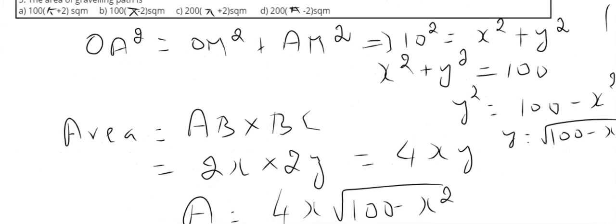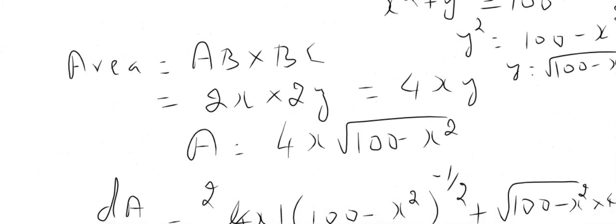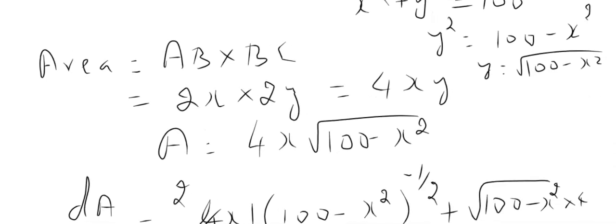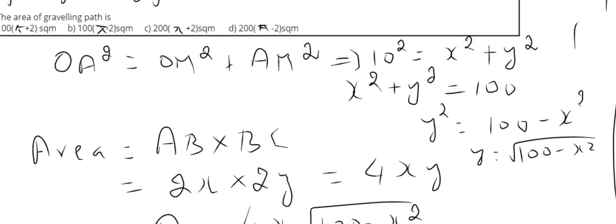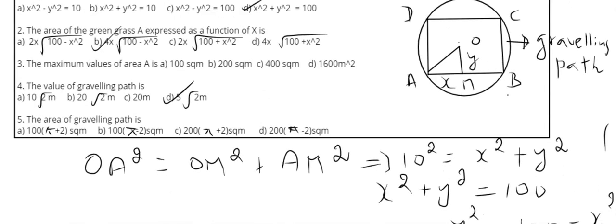Now area of the rectangle is given by AB into BC, which is equal to 2x into 2y, which is equal to 4xy. Now in the place of y, we can substitute root of 100 minus x squared. So therefore A is equal to 4x into root of 100 minus x squared. So we can see that option B is correct. Look at the third subdivision.